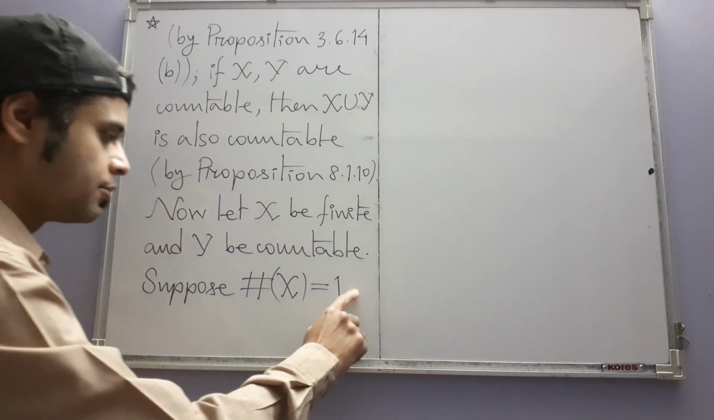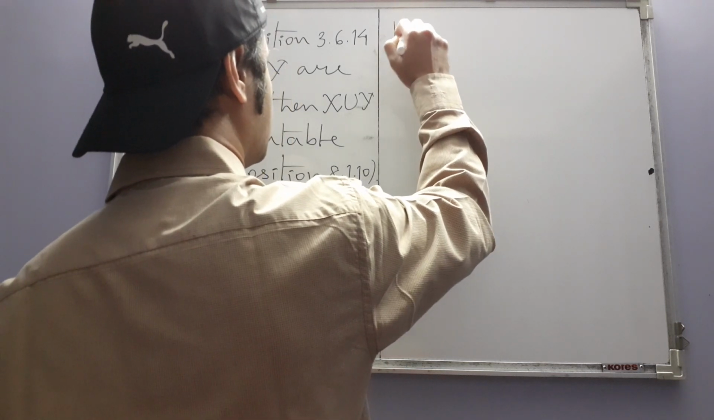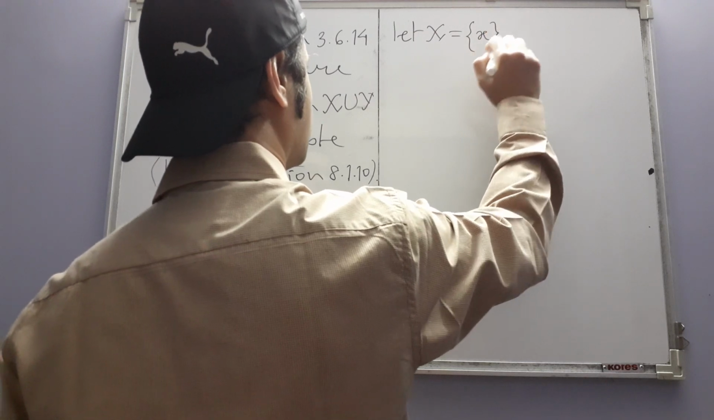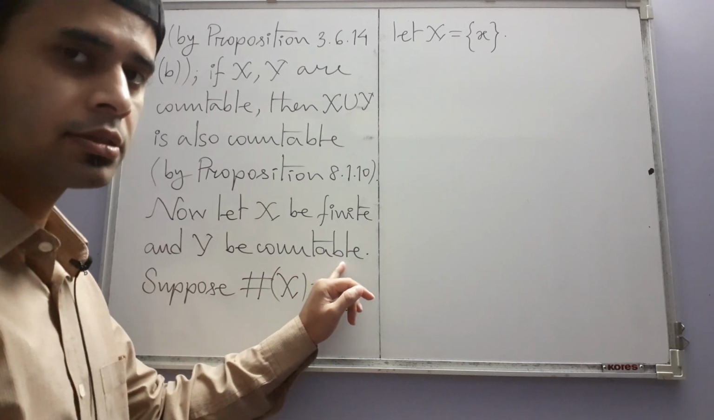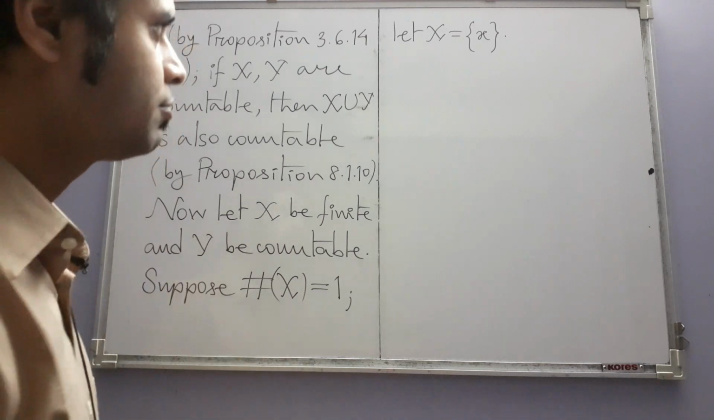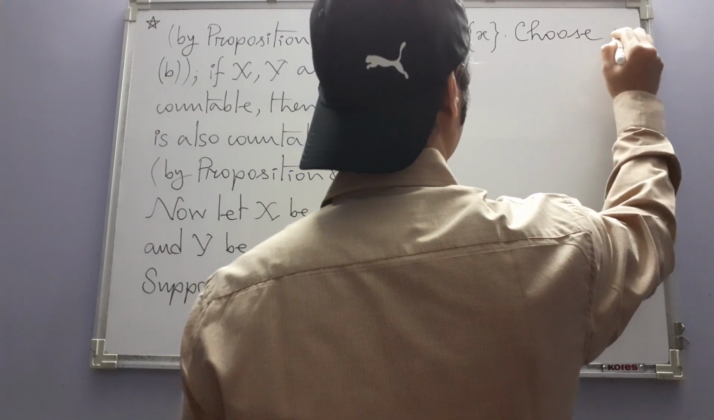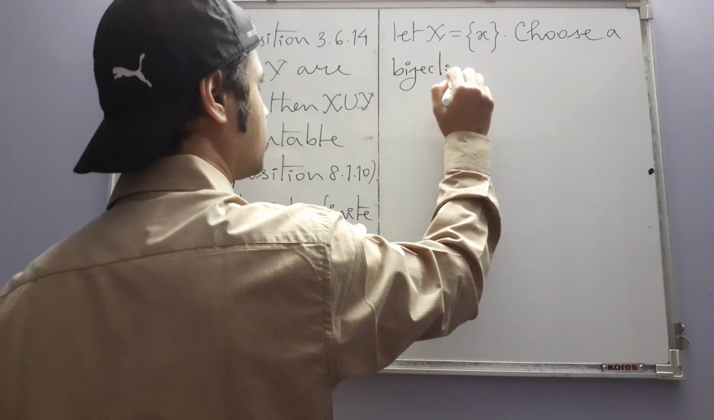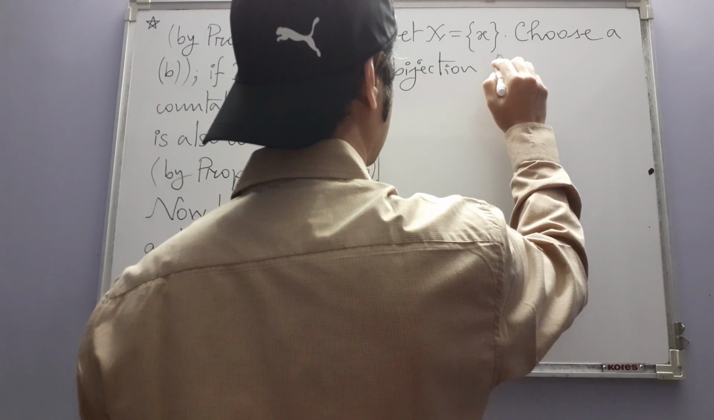And because we are assuming that the cardinality is 1, there will be precisely one element in x. So let that unique element be x. Also, our hypothesis that y is countable implies that there is a bijection between y and the set of natural numbers. Choose a bijection, say f.